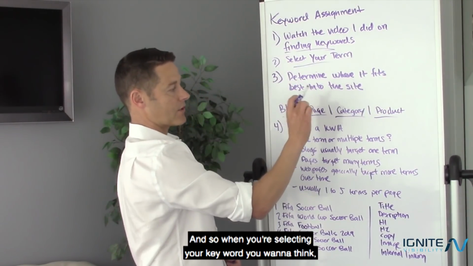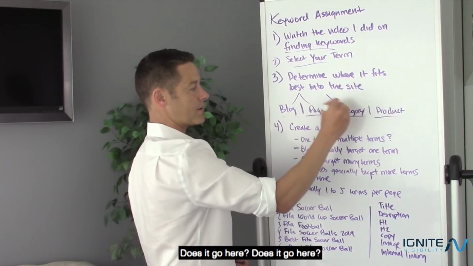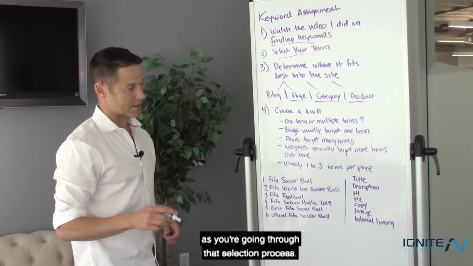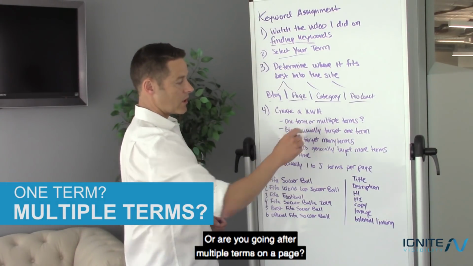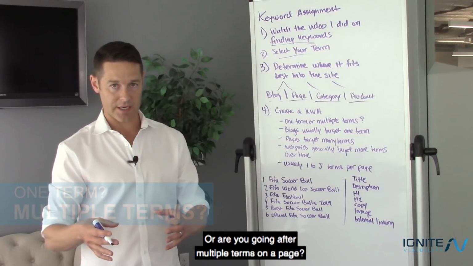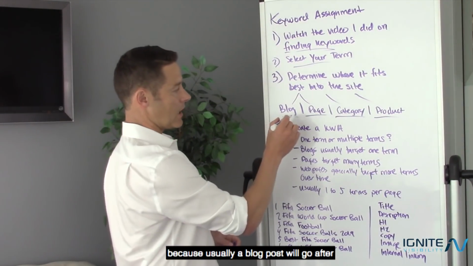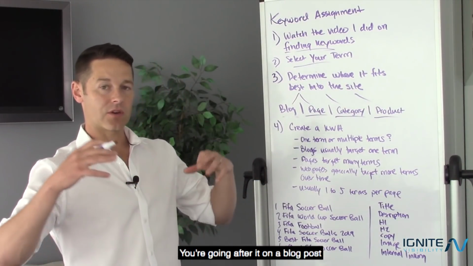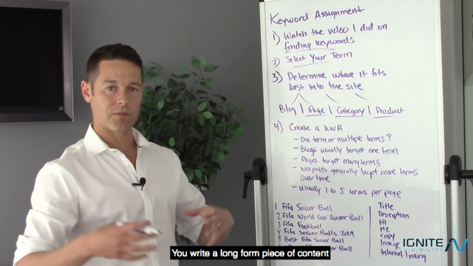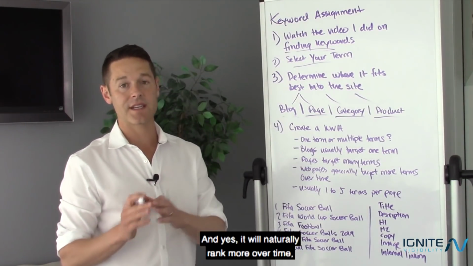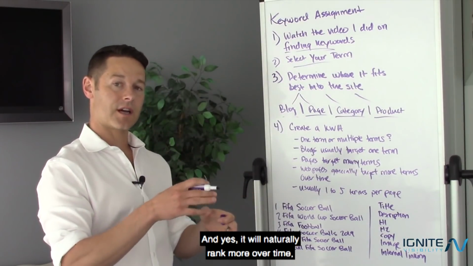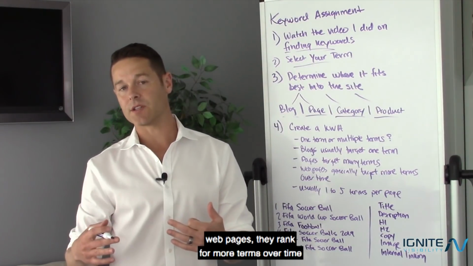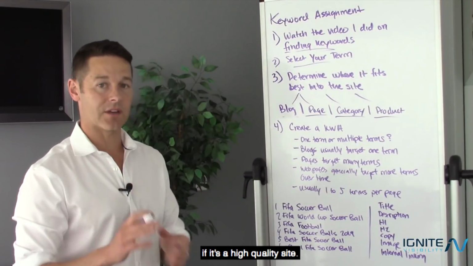And so when you're selecting your keyword, you want to think, does it go here? Does it go here? Does it go here? And here are some of the things you need to think about as you're going through that selection process. So first, are you going after one term, or are you going after multiple terms on a page? That's pretty important, because usually a blog post will go after one term in most cases. It's one term. You're going after it on a blog post, you're writing a long form piece of content where you're really targeting that term. And yes, it will naturally rank more over time, meaning the post will probably rank for more terms over time, because naturally web pages, they rank for more terms over time if it's a high quality site.